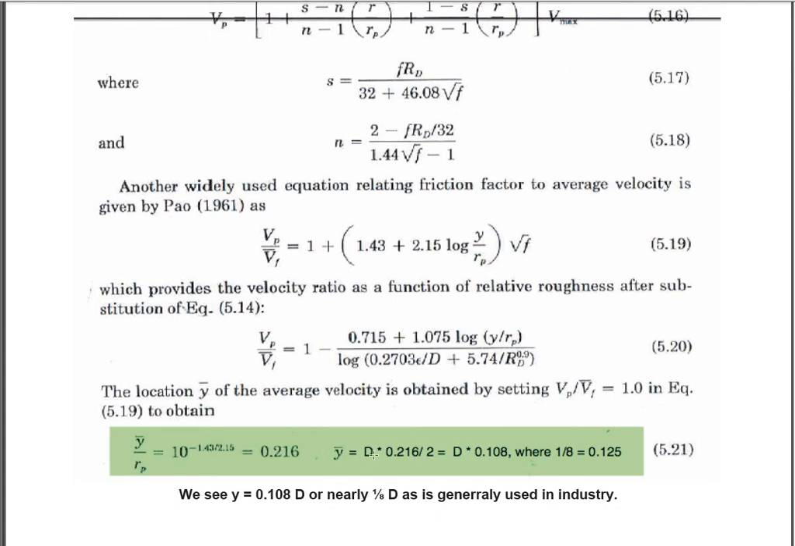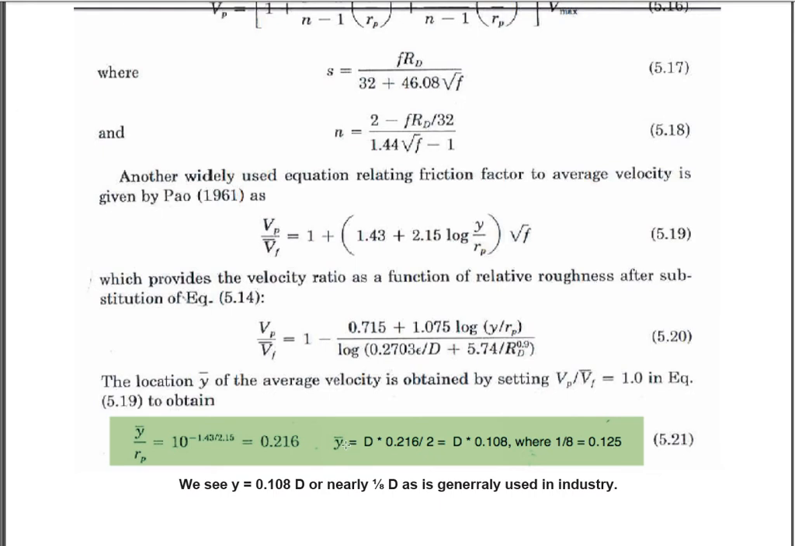Y bar equals d times 0.216 over 2, or d times 0.108. And 0.108 is very close to 1/8. 1/8 is 0.125. So it's a rounding, so they don't have to say y bar equals 0.108 d. They say y bar equals 1/8 d, 0.125. It's close enough. It's better to be a little longer than shorter.